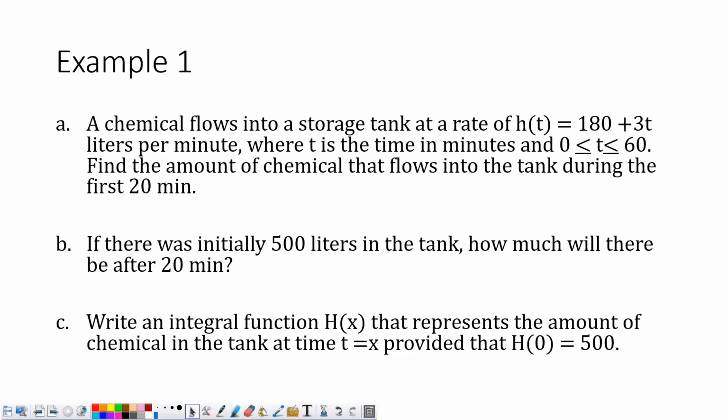All right, so let's go ahead and jump into some examples here. Example 1 says, a chemical flows into a storage tank at a rate of h, which is represented by 180 plus 3t liters per minute, where t is the time in minutes, and this t can be anything between 0 and 60. We want to find the amount of chemical that flows into the tank during the first 20 minutes. So what they're doing is they're telling you how fast the chemical is flowing into the tank, and our job is to figure out how much actually went into the tank. Okay? So first of all, let's go ahead and do a little bit of a setup here.